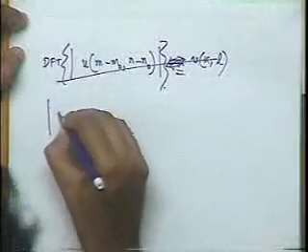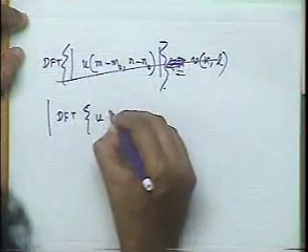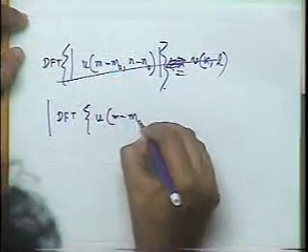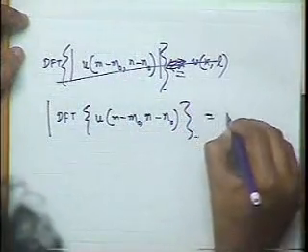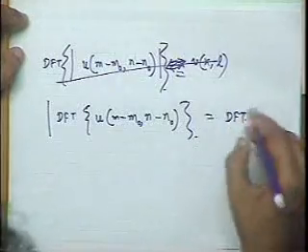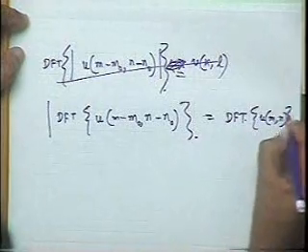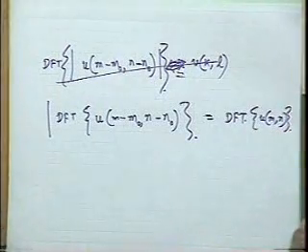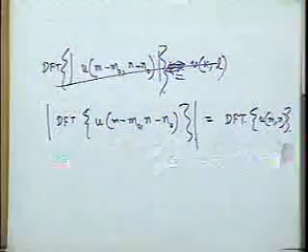Mod of DFT, sorry, yes, correct. So I should have written this as the magnitude part of DFT of u(m minus m0, n minus n0) is equal to the magnitude of the DFT of u(m, n). Their magnitude remains the same, their magnitude remains unaltered by applying the translation.